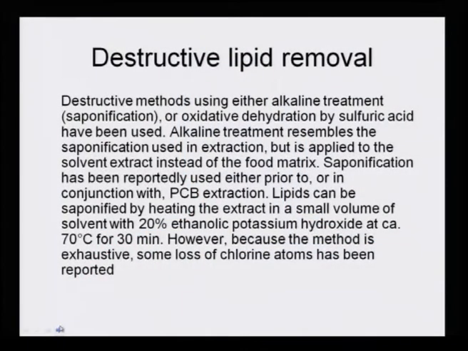Whether we should use the destructive method or the non-destructive method has to be decided based on the analyte that is to be extracted. Lipids can be saponified by heating the extract in a small volume of solvent with 20% ethanolic potassium hydroxide at 70 degrees Celsius for just 30 minutes. However, because the method is exhaustive, some loss of chlorine atoms is also reported. So, one has to weigh which process to carry out in order to get maximum extract.